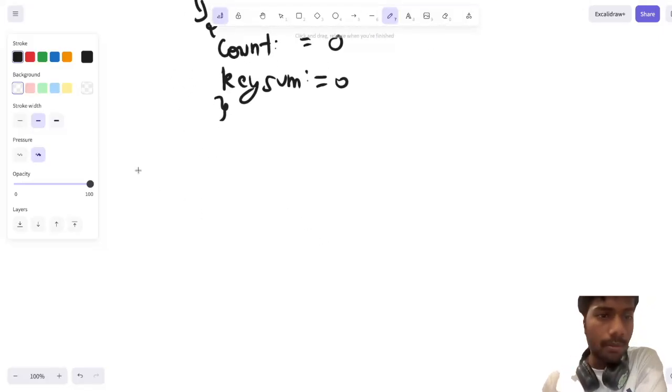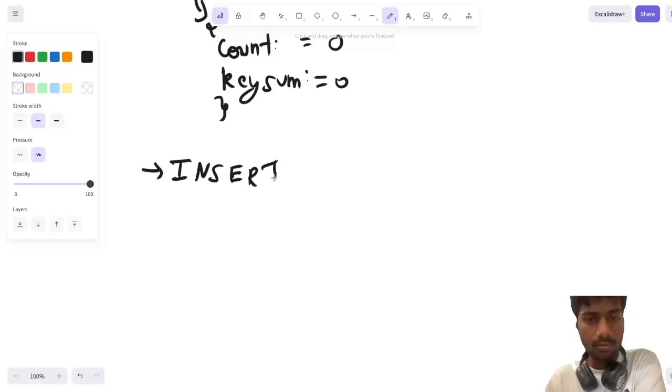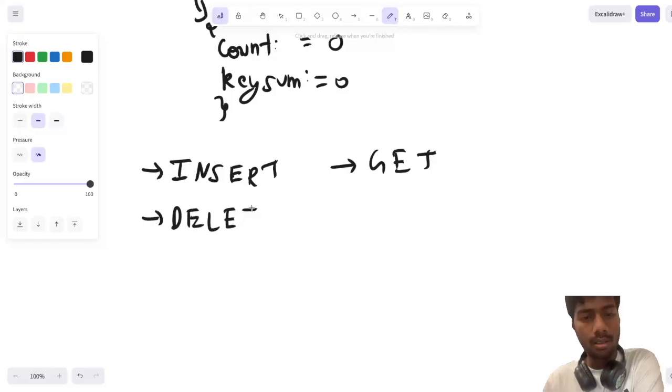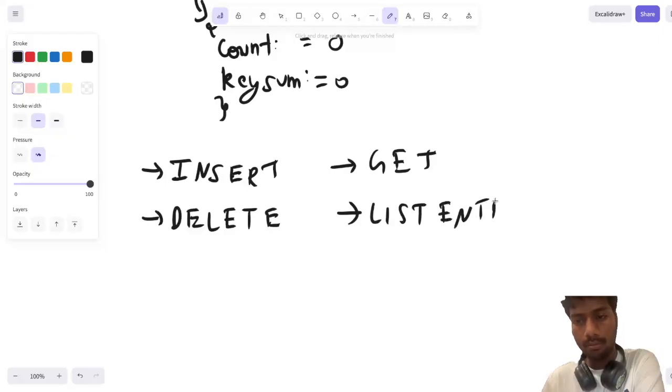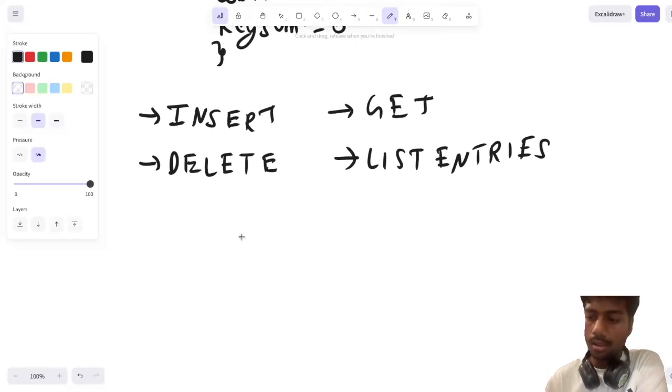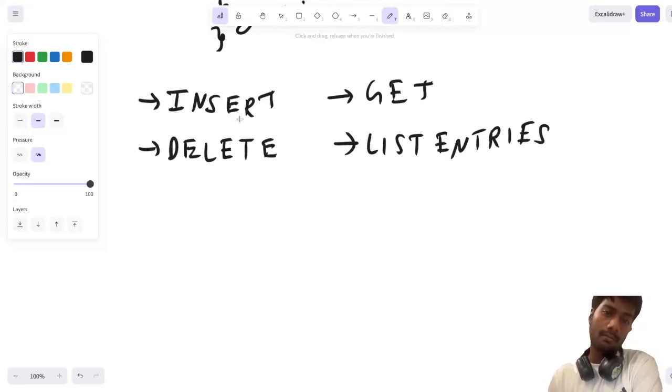Now IBLT supports a few operations, first being our insert, then get, then delete, then list entries. So these names might suggest what their functionality would be, right? So let's just directly take an example and see how it works.